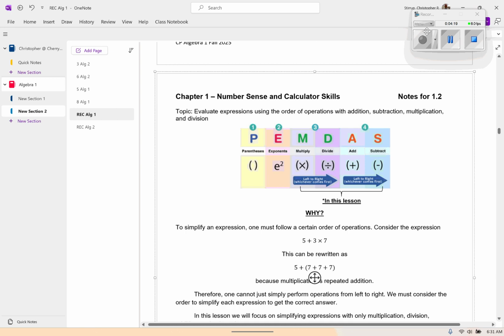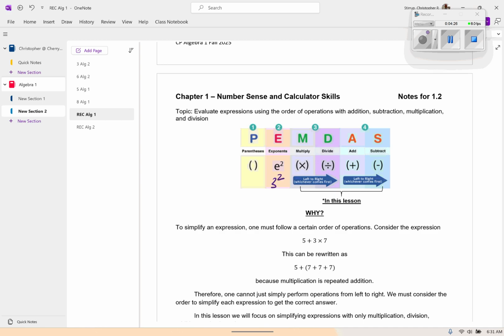So the P is parentheses, E is exponentials or exponents. So it's also something like this. You know, a number could be raised to an exponent. Multiplication, division is the D, A is add, S is subtract. And you basically work in this direction and go that way.